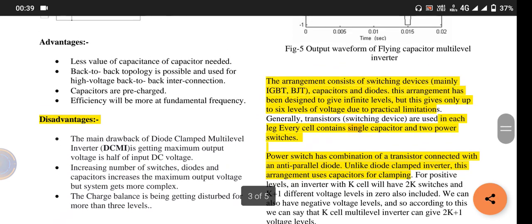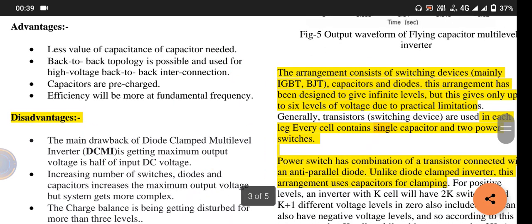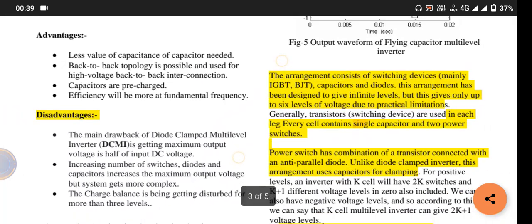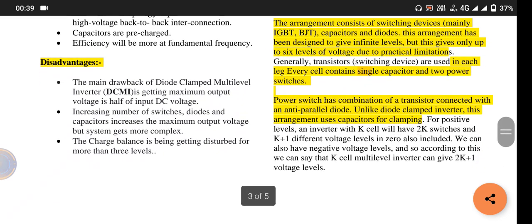Here are certain advantages and disadvantages of the diode clamped multi-level inverter. Up till now, it faces some disadvantages. The main drawback is that the maximum output voltage is half of the input DC voltage. So suppose I give 200 volts to the diode clamped multi-level inverter, then I am getting only 100 volts at the output, so it is not useful in a certain manner.